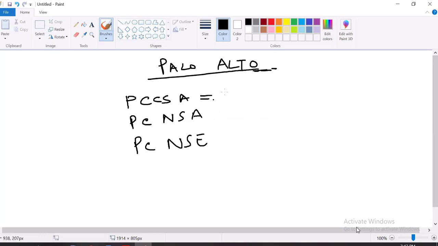PCCSA is more into cybersecurity. PCNSA is your network administrator, actually, and PCNSE is your deployment of a firewall. More like an engineer certification. It will include all the Palo Alto devices. That includes the Cortex for cloud, and your normal next-gen firewall.